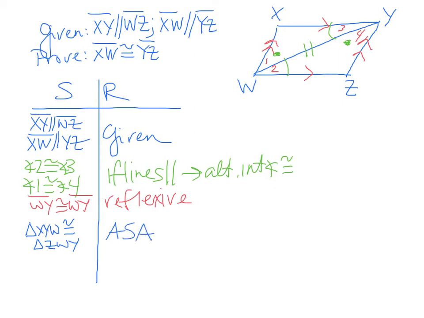Okay, so now that I know that these two triangles are congruent, now I can say, hey, even though I don't know yet right now that these lines are congruent, they have to be because they're the corresponding parts, the parts that match up, X, W, and Y, Z, of triangles that I know are congruent. So I can say XW is congruent to YZ. Corresponding parts of congruent triangles are congruent.